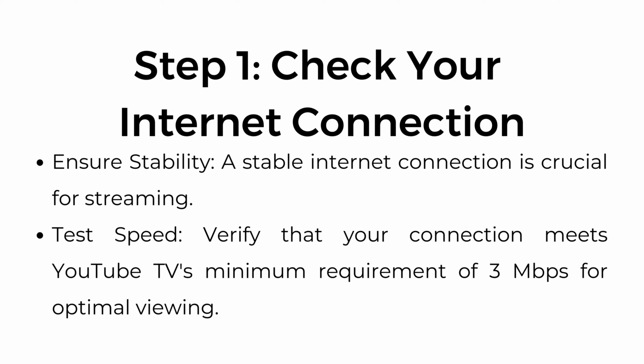Step number 1. Check your internet connection. Ensure stability. A stable internet connection is crucial for streaming. Test speed. Verify that your connection meets YouTube TV's minimum requirement of 3 megabits per second for optimal viewing.